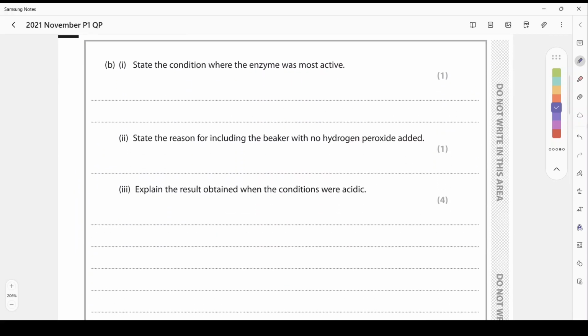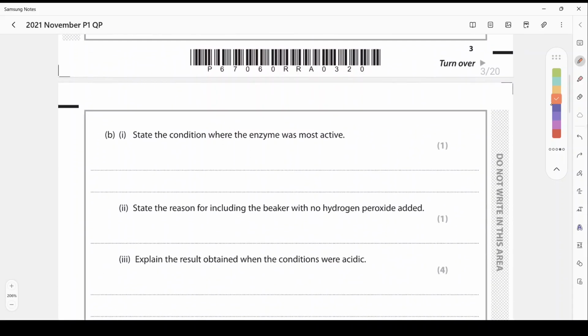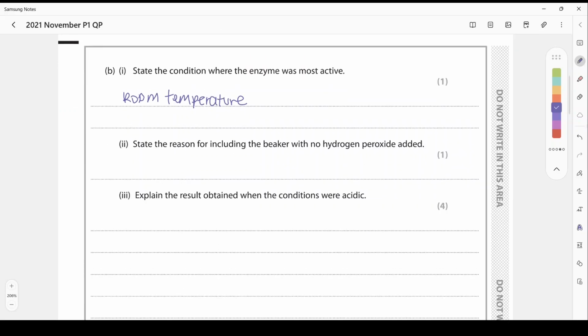Part B1. So it says state the condition where the enzymes were the most active. So that would be, I'm just going to highlight this, that would be the room temperature. Right here, room temperature. Okay, state the reason for including the beaker with no hydrogen peroxide. So I mentioned this earlier. So this would be the control setup. So the reason why we have the control, again, is to make sure that any bubbles that are being produced is due to the enzyme reacting with hydrogen peroxide.